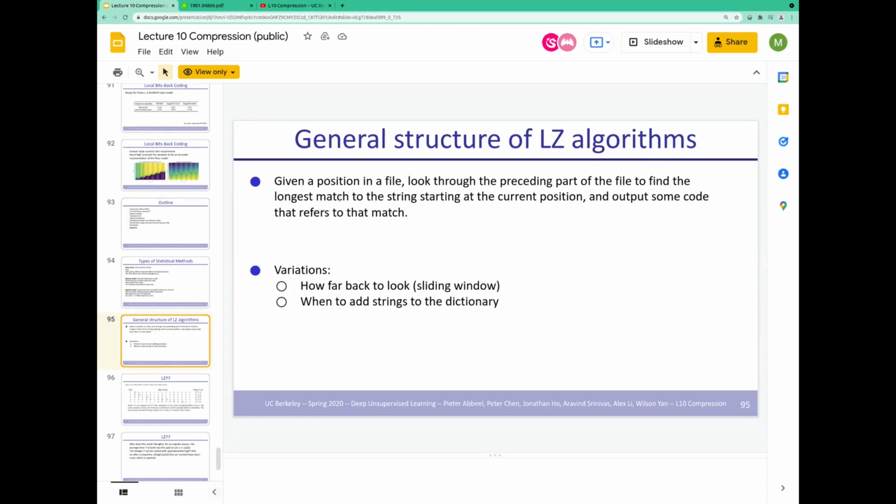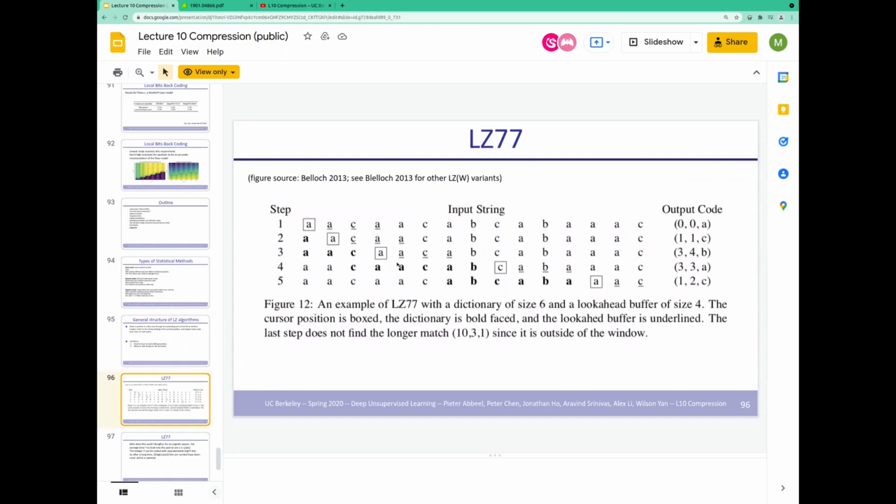Okay, so the basic idea here is, we're at some position in the file. So we look through the preceding part of the file to find the longest match to the string starting at the current position. Suppose we're at this location right here, AAC. So we'll ask, what is the longest sequence that I can find? AACA. Is there an AACA that happened before? There's an AACA that happened before.